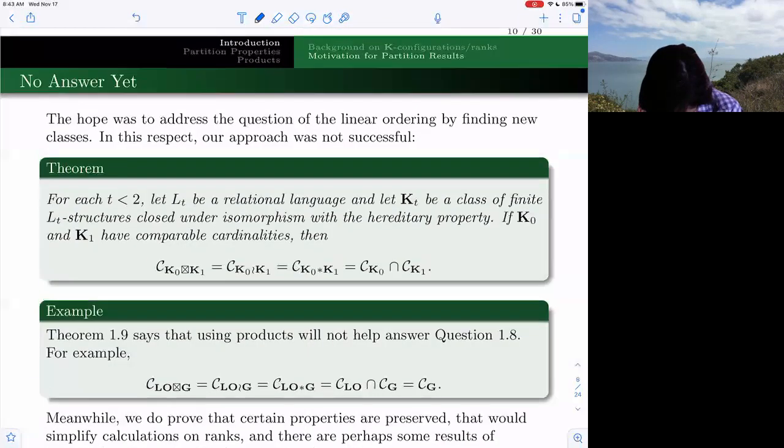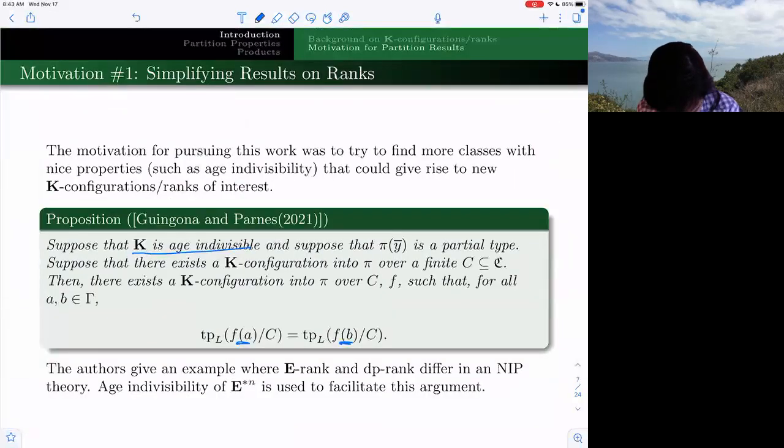Okay, so I guess they're trying to do with less, right? And they were able to do some nice calculations. You can look at their paper just using this age indivisibility. Another notion that they had in this previous paper was definable self-similarity.